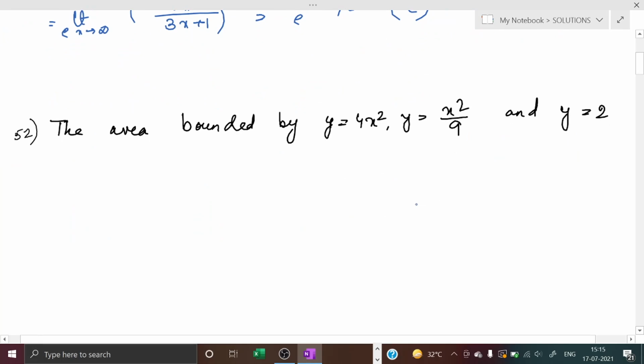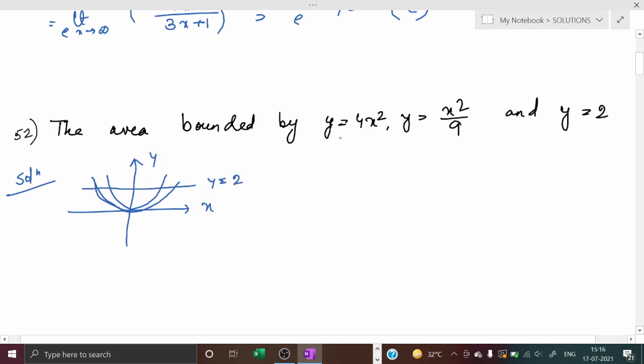Next question is on area, and see the solution. You have curves like this: 1, 2, y, x, and y equals to 2. You have been given three curves, two parabolas and one straight line, right?